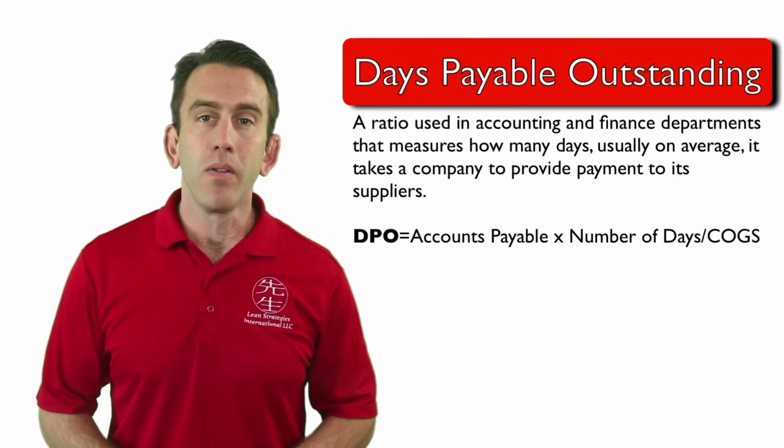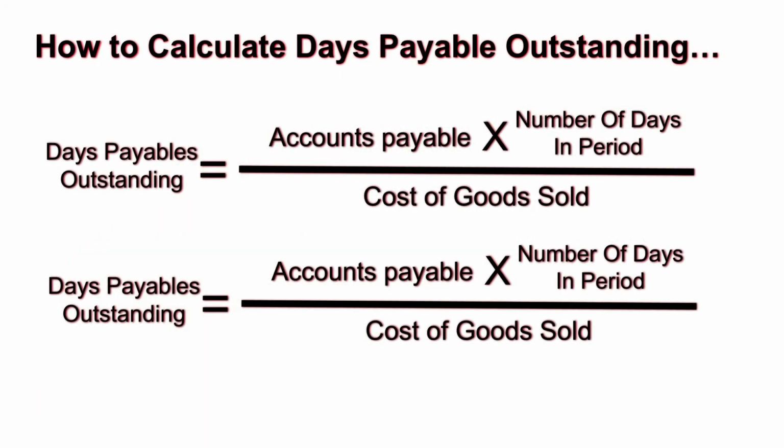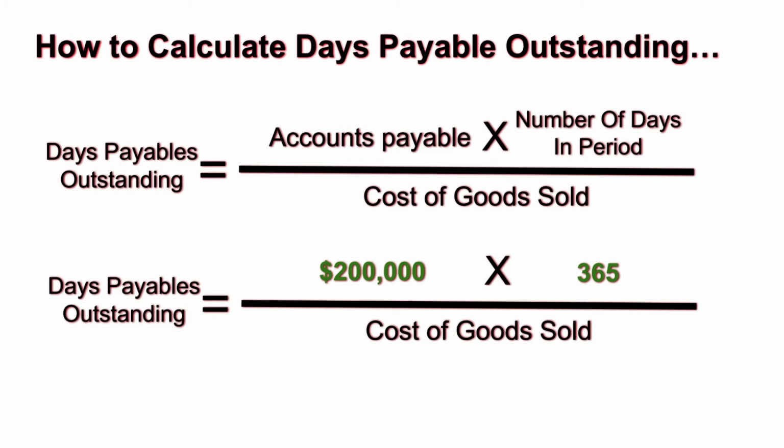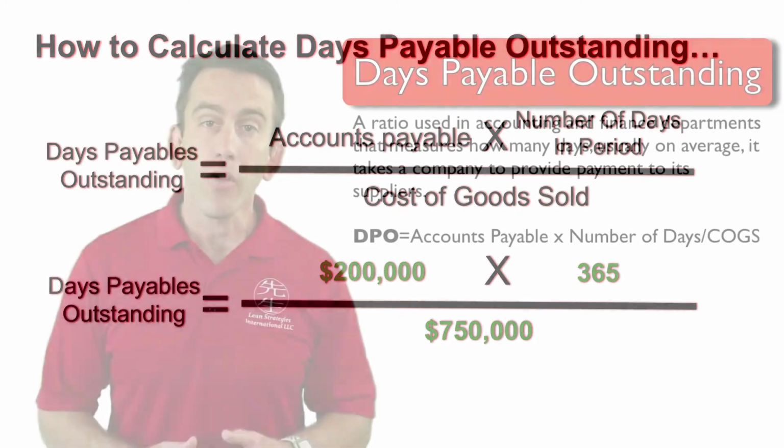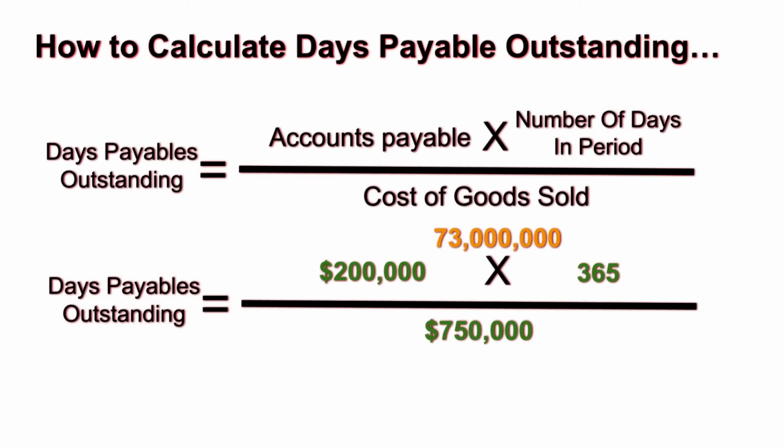Let's look at an example. Let's say K&K Manufacturing has an average accounts payable of $200,000 over a 365-day period, and their cost of sales is $750,000. To calculate the DPO, we would first multiply $200,000 by the number of days in our period, which is 365. We would then divide our answer by our cost of sales, which was $750,000, and that would give us a DPO of 97.33 days.